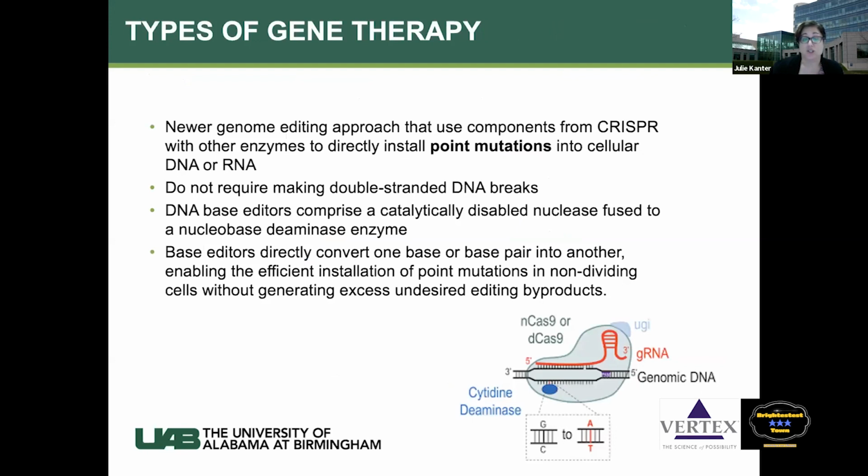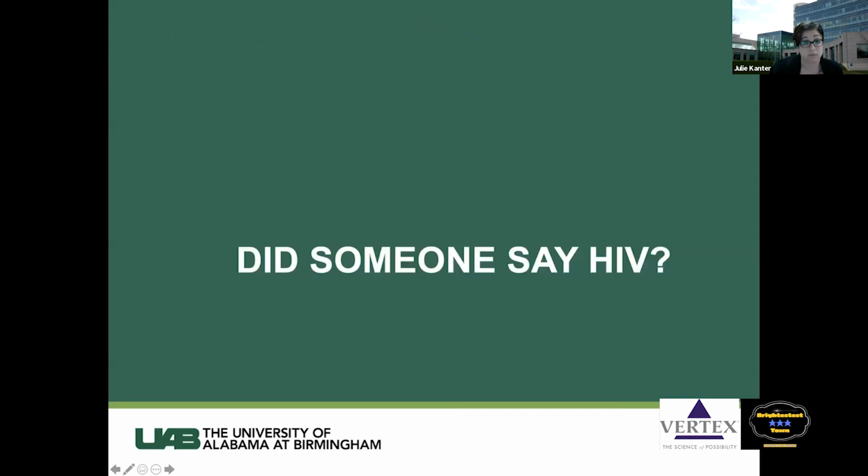There's also newer genome editing approaches that use part of this CRISPR mechanism, but they do direct point mutations. So instead of making that full double-stranded break, these base editors have a catalytically disabled nuclease fused. So in other words, they have a different type of enzyme that only cuts one specific base pair. And that can allow us to convert one base pair to another, as you can see here. This is called base pair editing.